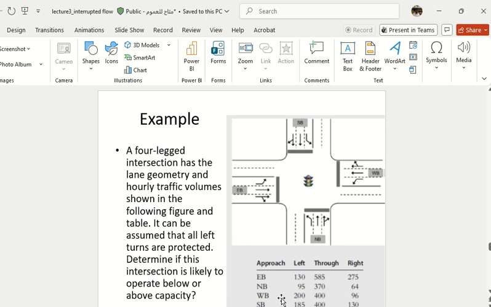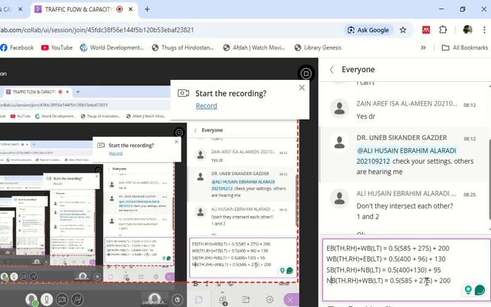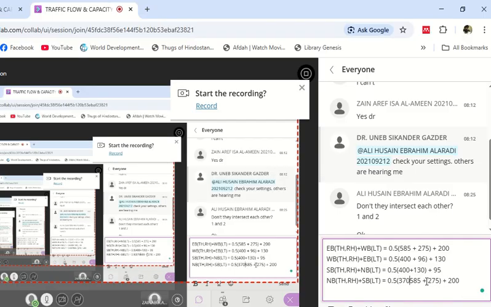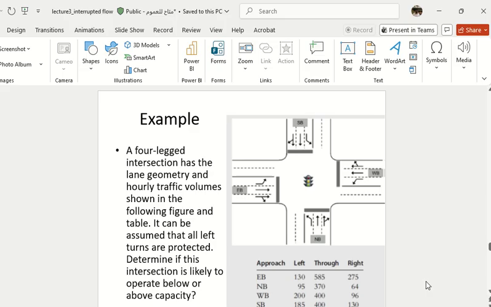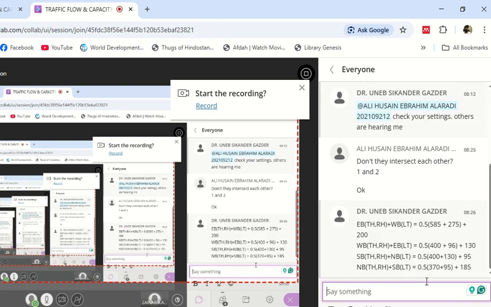So northbound left. Where's northbound left? 95. So northbound. And then we have southbound left. So what do we have?